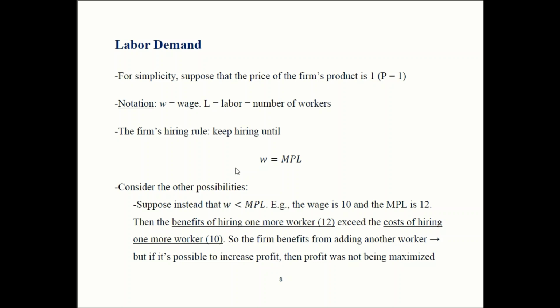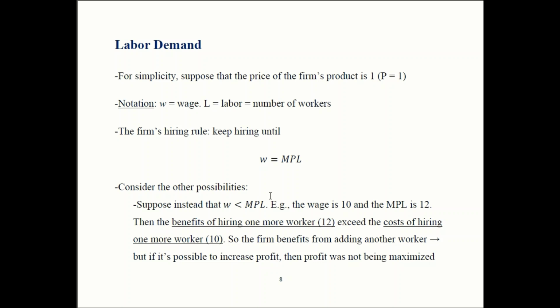Case 1, the wage could be less than the marginal product of labor. To make things concrete, I'll just pick some numbers that are consistent with that story. Maybe our wage is going to be 10, and the marginal product of labor is going to be 12. So the firm has to decide, is it good to hire another worker? Is that going to increase our profits or not? So you've got to weigh what's the cost of hiring one more worker with what is the benefit of hiring one more worker.